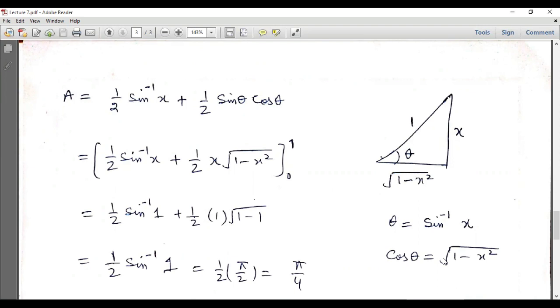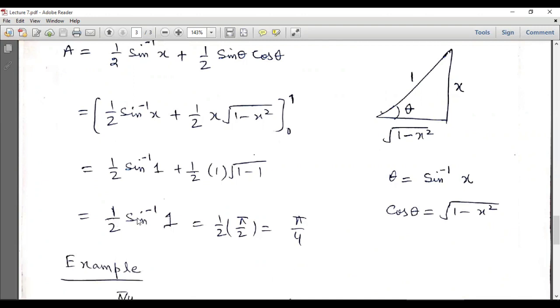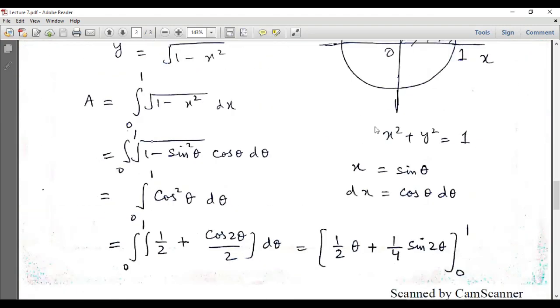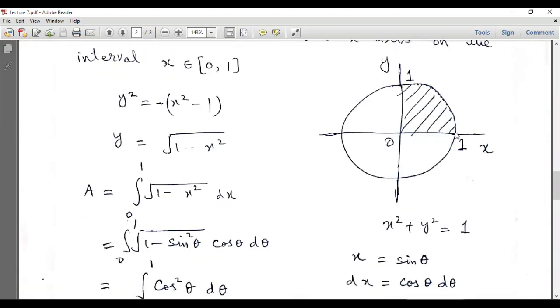And let's put the values of sine theta and cos theta in this expression. So sine theta is equal to x, so here we have x, and cos theta is equal to square root of 1 minus x square. Now let's put this limit. So after putting this limit, this expression will be equal to 0, and this expression will be equal to 1 by 2 sine inverse 1. And we know that sine inverse 1 is equal to pi by 2. So it will be equal to pi by 4. So this is the area of this shaded region, which is a quarter circle.